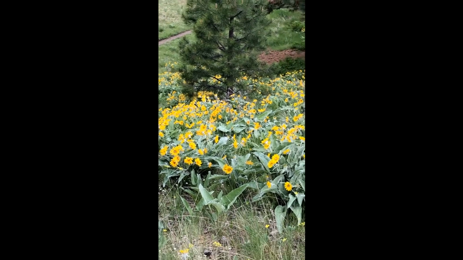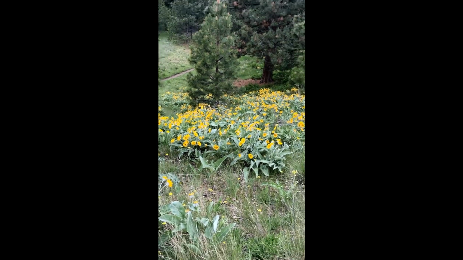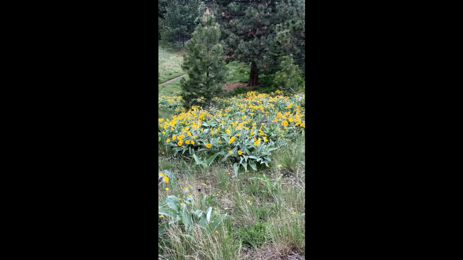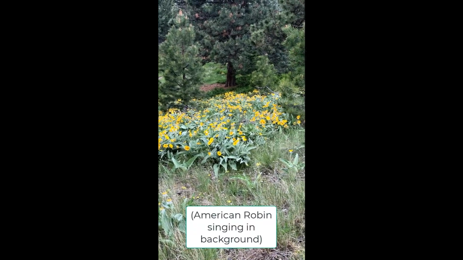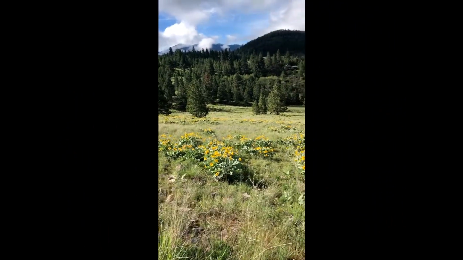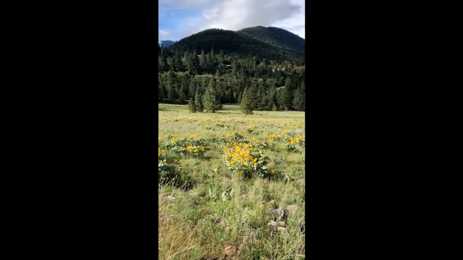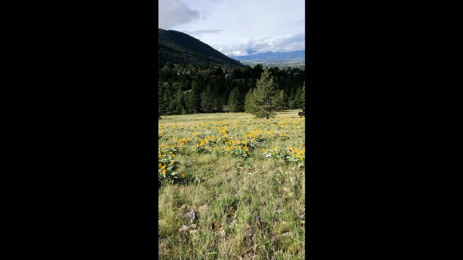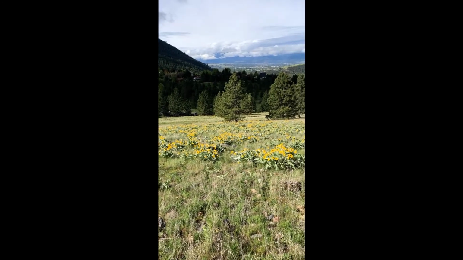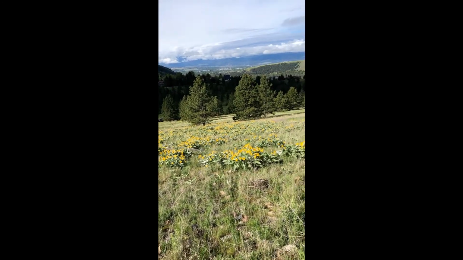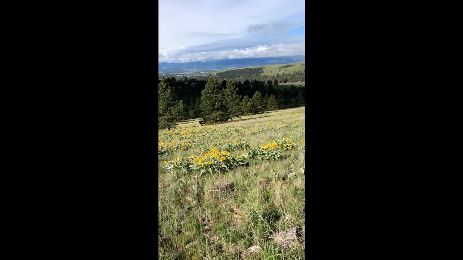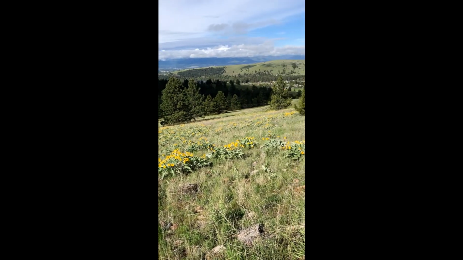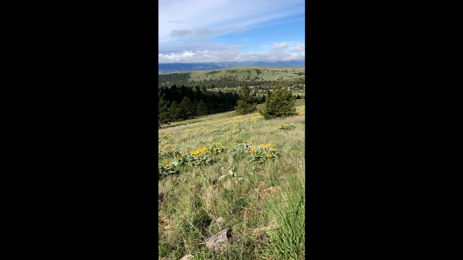The arrowleaf balsamroot are spectacular this time of year. Yeah, this is the Mother's Day flower in grasslands. So here's a great example of a plant community of open grasslands and draws or ravines with forest trees such as ponderosa pine and Douglas fir.